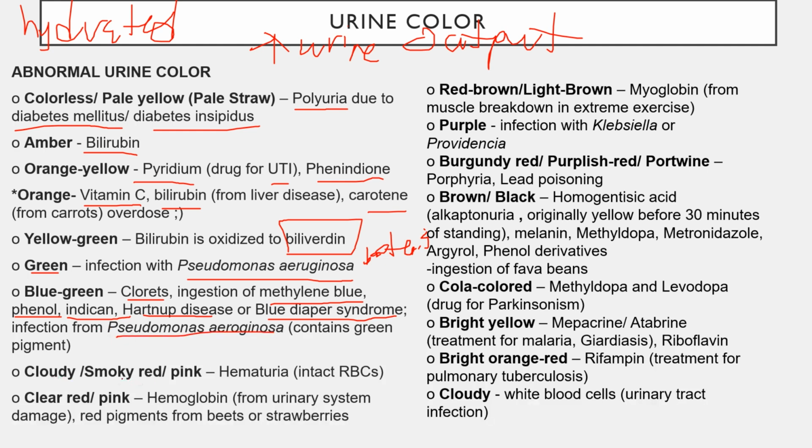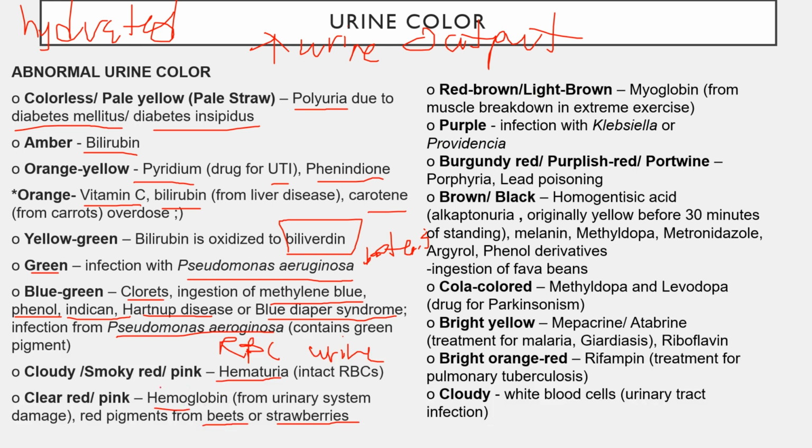Then cloudy, smoky red or pink urine. This is characterized by hematuria or RBC in the urine. So hematuria, class, is red blood cells in your urine. Then if it's clear red or pink, this is hemoglobin. Presence of hemoglobin in the urine. Red pigments from beets or strawberries could also cause a clear red or pink urine. So take note of that.